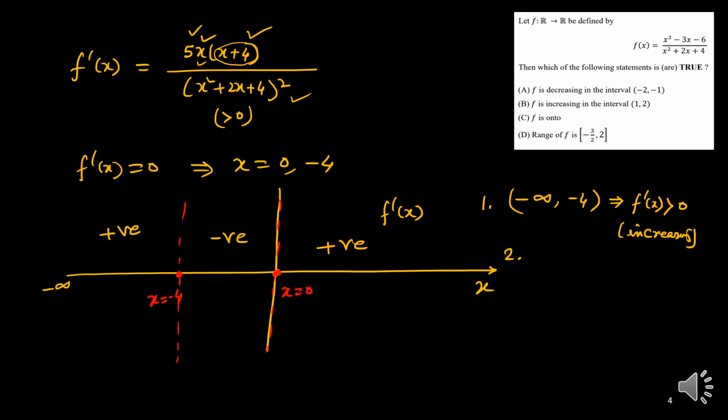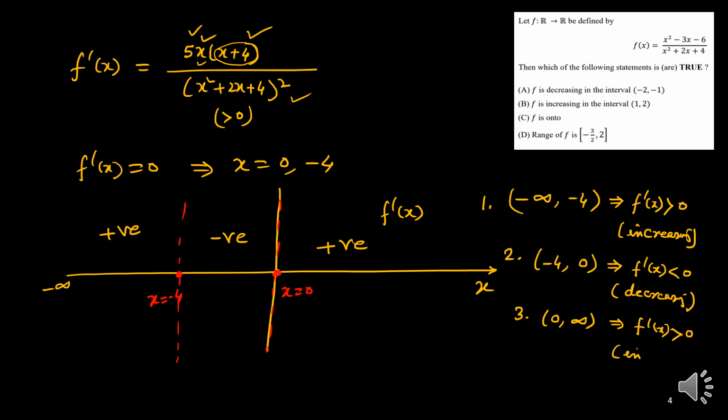And the second one is minus 4 to 0. Within this range, f prime x is negative. That implies it's a decreasing function. And the last one is 0 to infinity. In this entire range, f prime x is again positive. That implies it's increasing again. Okay, so I have got these ranges.